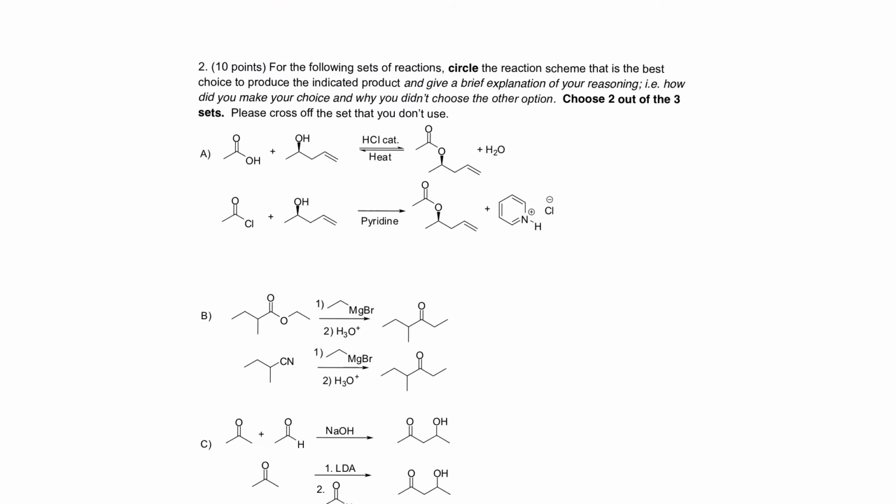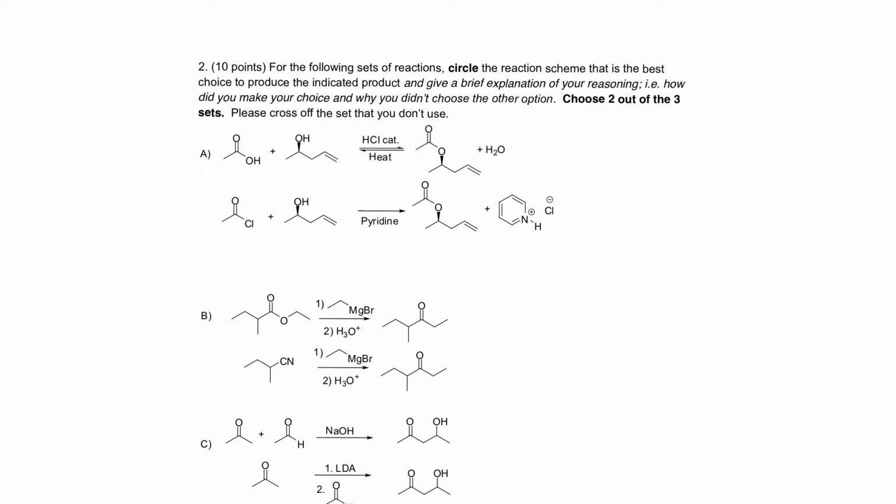Question number 2 asks us to circle the reaction that we think will work the best. So let's look at these reactions. It looks like we have a slightly different mix of starting materials. The goal is the same product. So we're going to acylate this alcohol somehow. We can do a Fischer esterification with acid catalyst, losing water in the top reaction, or we can acylate this alcohol using an acid chloride and pyridine to soak up the HCl in the bottom reaction.